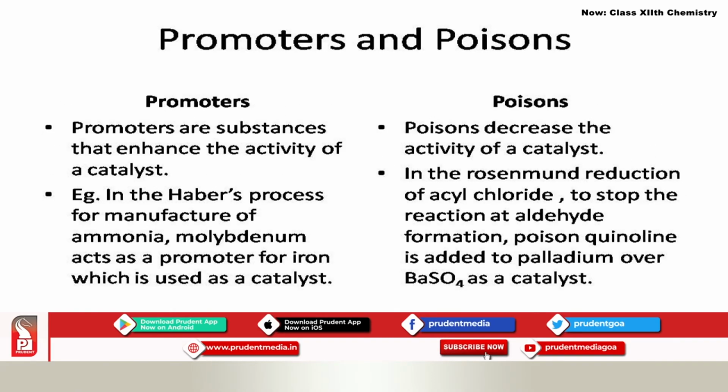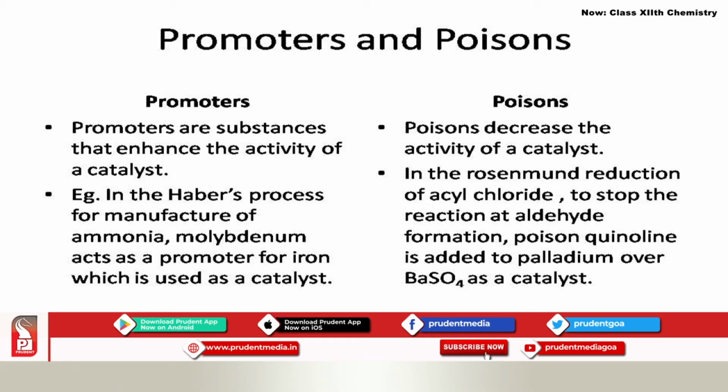Promoters and poisons are the two terms which are very often associated with catalyst. What are promoters? Promoters are the substances which enhance the activity of the catalyst, whereas poisons decrease the activity of the catalyst. We have learned Haber's process for the manufacture of ammonia. There we are using iron as a catalyst and molybdenum is used as a promoter of iron.